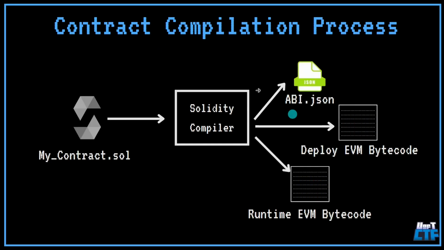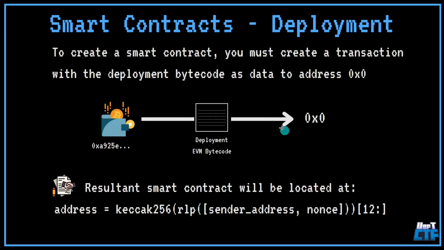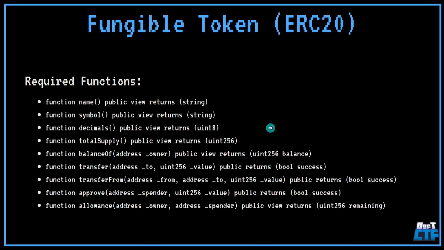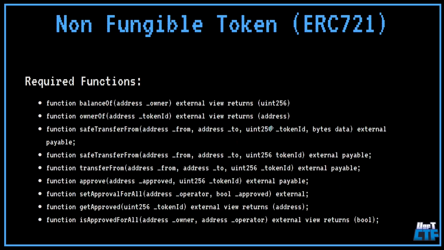Contract compilation process, it just creates an API and stuff like that. And then one thing that is also kind of niche is that if you want to deploy smart contracts, all you have to do is send your transaction to the address 0x0. There's nothing at 0x0, but it's just convention. Tokens we're going to skip. Tokens are not that important.